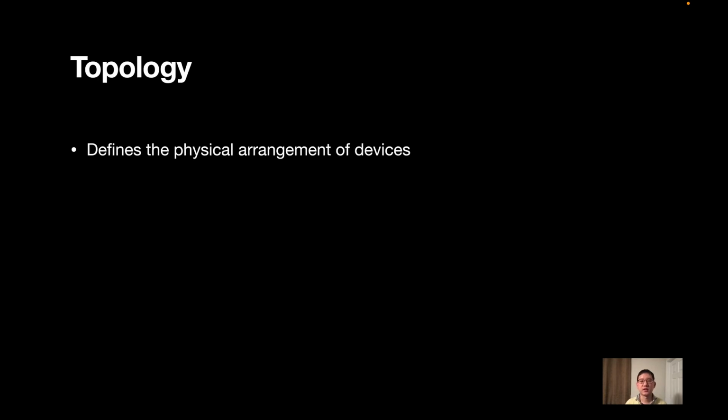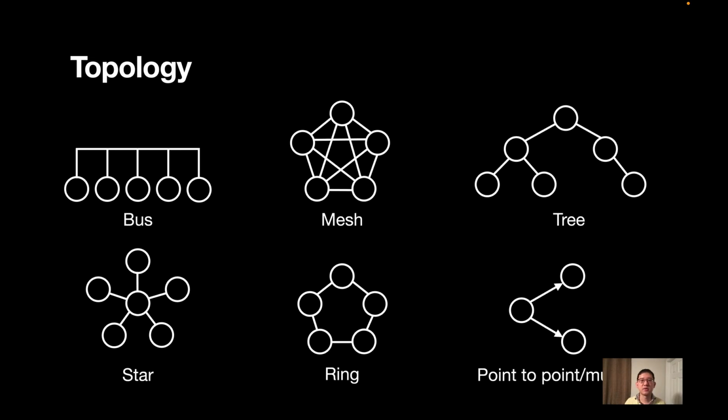Something that's not defining the specifications is a topology. A topology basically defines the physical arrangement of devices that are connected to a network. Here are some examples of topologies that are used in networking.